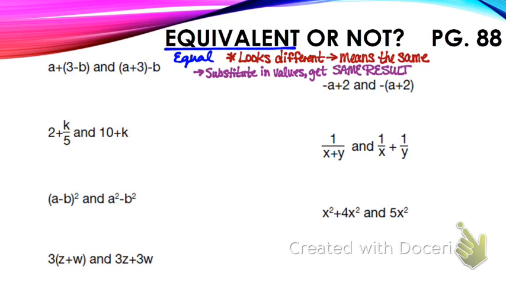On this first one, a plus, and then in parentheses I have 3 minus b. The other expression, I have a plus 3 inside parentheses, and then minus b. So these are exactly the same except for where those parentheses are, correct? Does that mean that I would get the same answer out of both of them, or would I get different answers? What do you guys think?